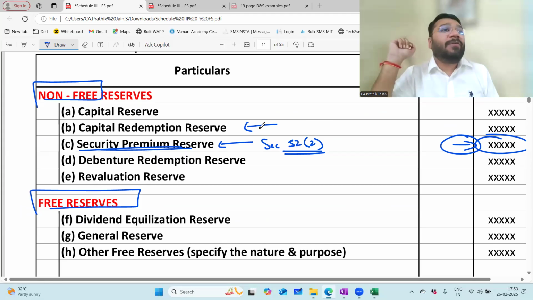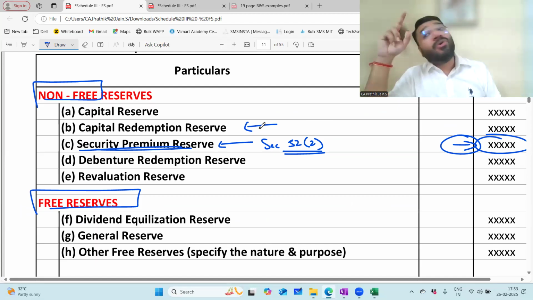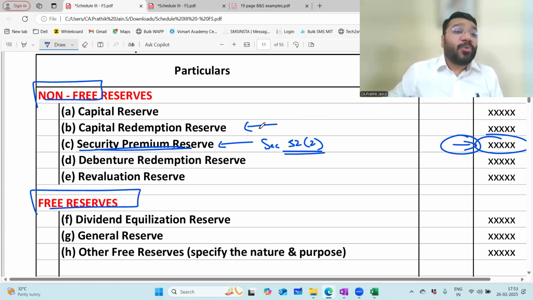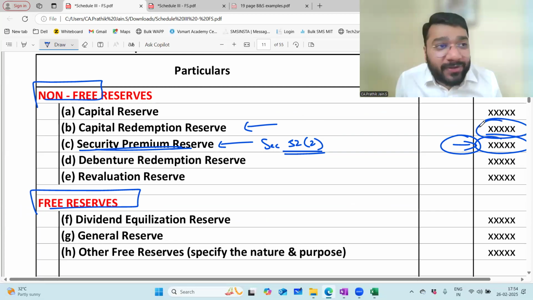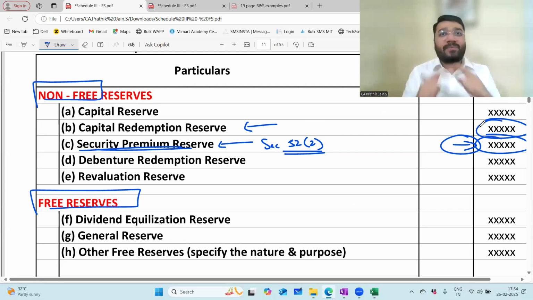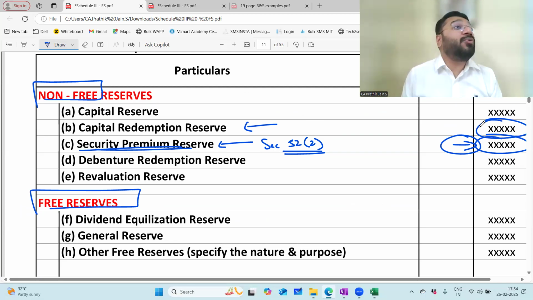What are we supposed to do? We have to transfer the money from free reserves to the CRR account. What is the purpose of the CRR account? To issue bonus shares in the future. So whatever money is parked in the CRR account, can I use it for the purpose of distribution of dividend? The answer is no. You can use it only for the purpose of issuing bonus shares.